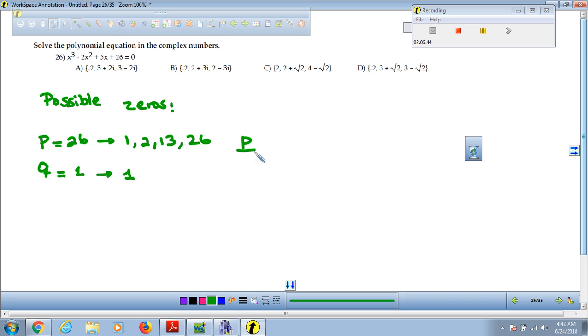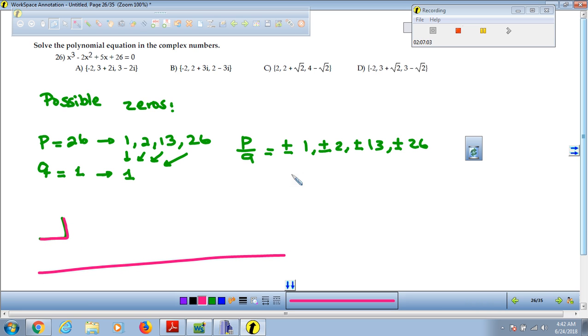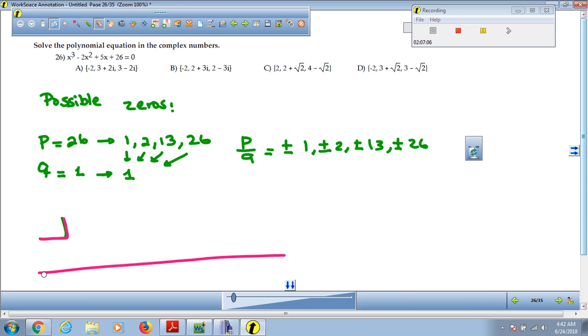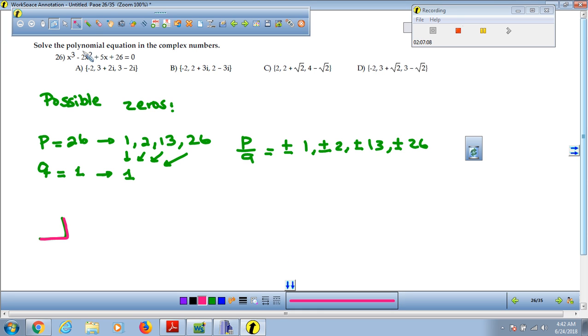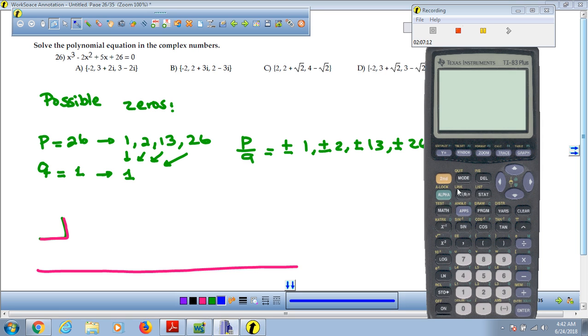So when I do P over Q, plus or minus 1, plus or minus 2, plus or minus 13, plus or minus 26. I just divide all these numbers by 1. That's basically what I did. So what do I do now? Synthetic division. With what number do I do synthetic division? First, whichever number you want. Shortcut. I already showed you in class the shortcut, so you don't waste a lot of time figuring out the first number. Put the equation in your calculator.